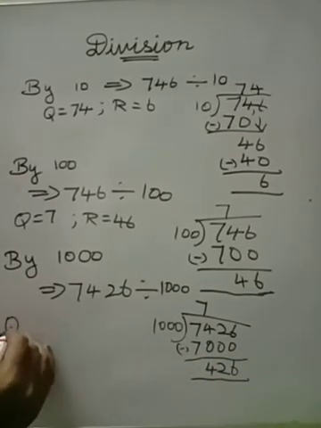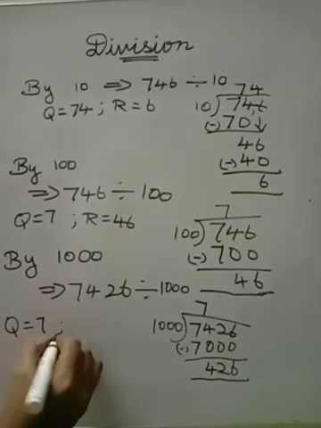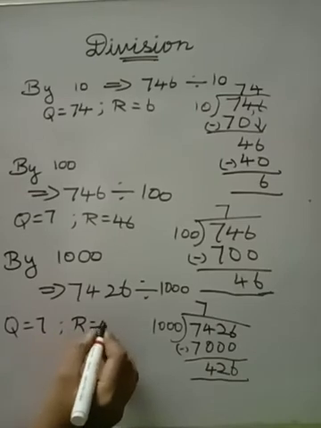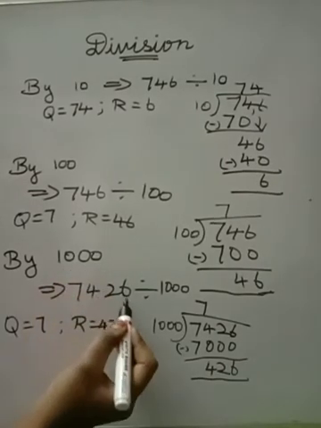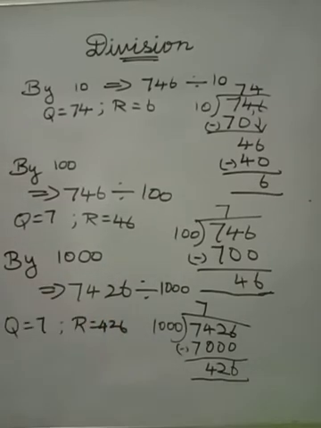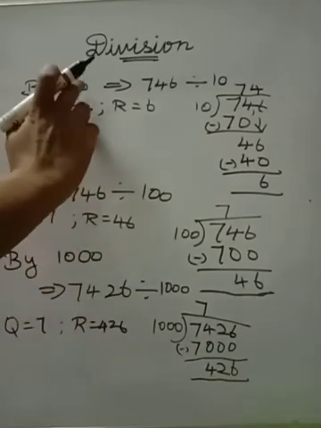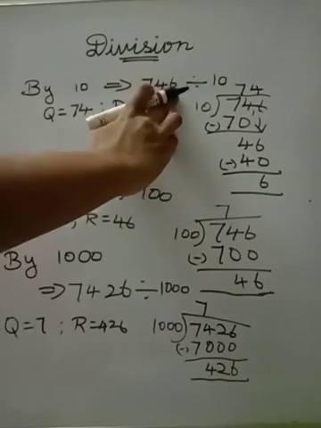So here the quotient is 7 and the remainder is 426. You have 3 zeros, so the last 3 digits will be the remainder and the remaining numbers will be the quotient. Consider it from the last digit: 10 means only one 0, so the last one digit will be the remainder.